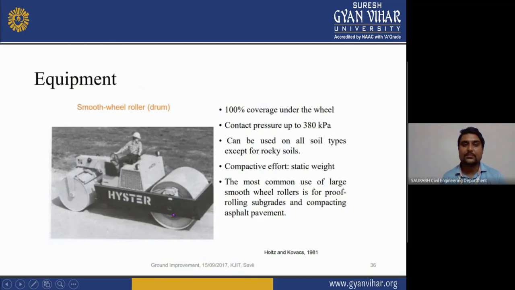There are also some equipments available, like the smooth wheel roller, by which we can do this soil improvement. As you can see, there is 100% coverage under the wheel. Contact pressure is up to 380. It can be used on all kinds of soil except rocky soil. It is most commonly used as a large smooth wheel roller in proof rolling, subgrade and asphalt pavement compaction. As you can see, this is the roller, and this can be used in the improvement of ground.